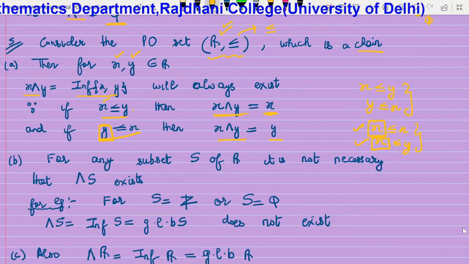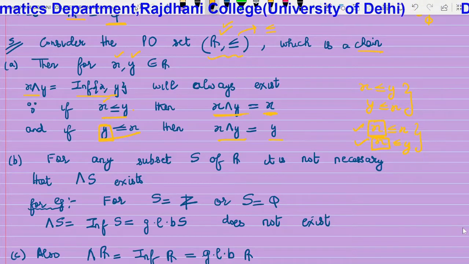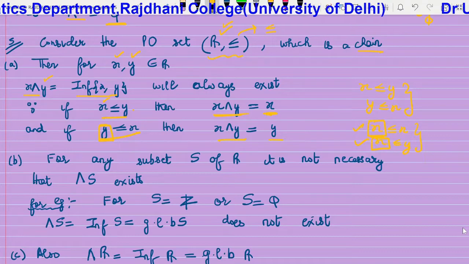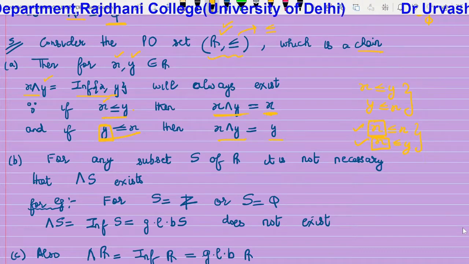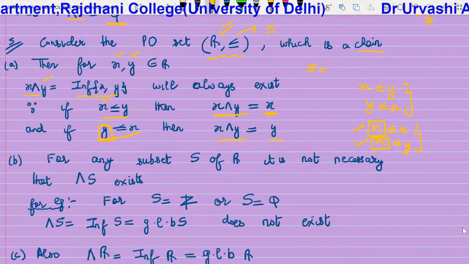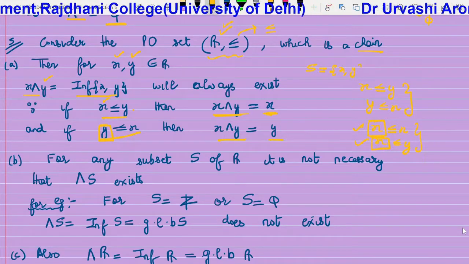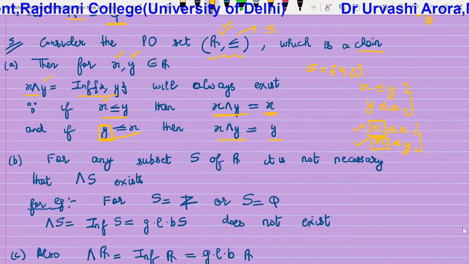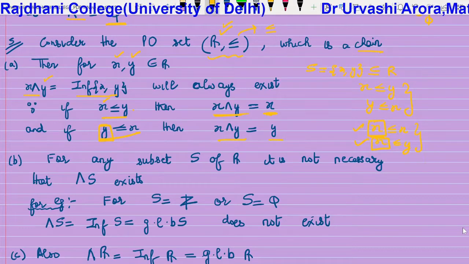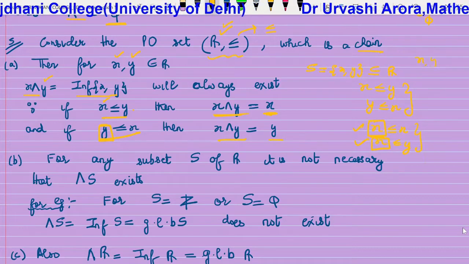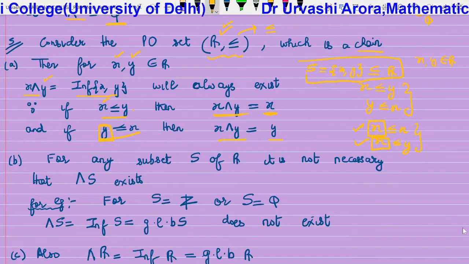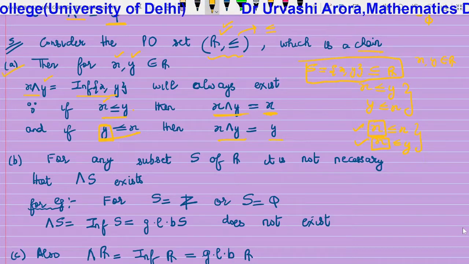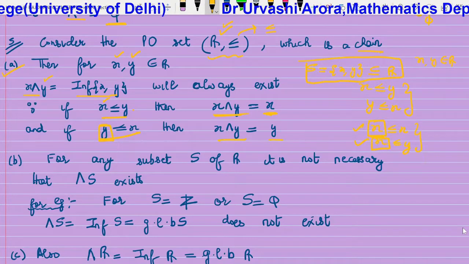So if you pick up any two real numbers, they will always have a meet in the set of real numbers. So in this case we can see that the subset S that we have taken is the set consisting of two elements x and y, and these two elements x and y are both real numbers. So this subset that we take in this particular case A, this is a subset consisting of two elements only.